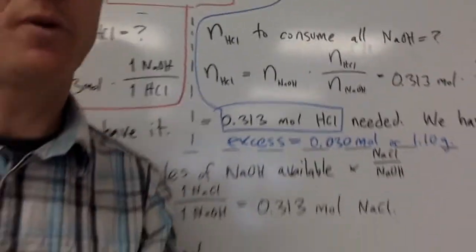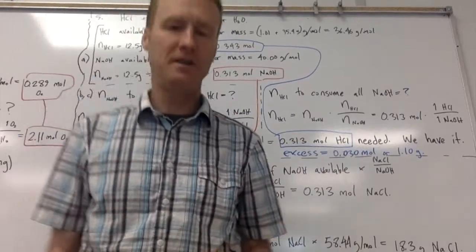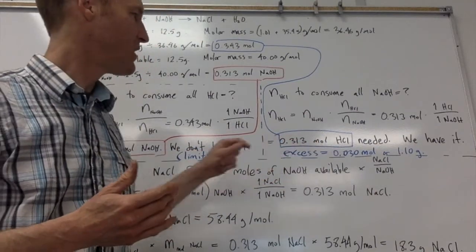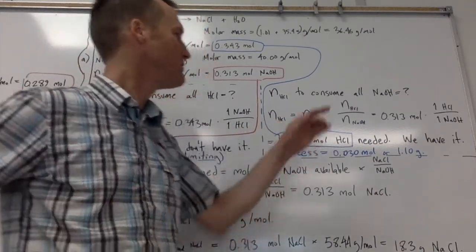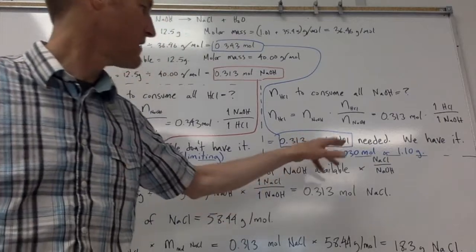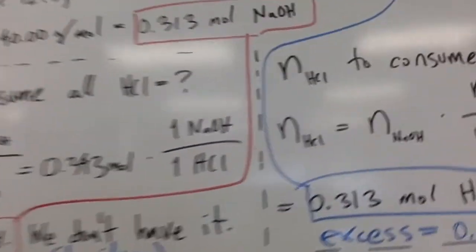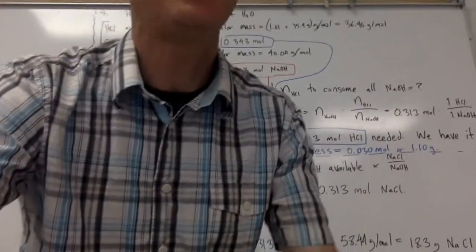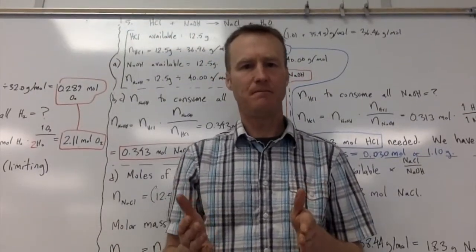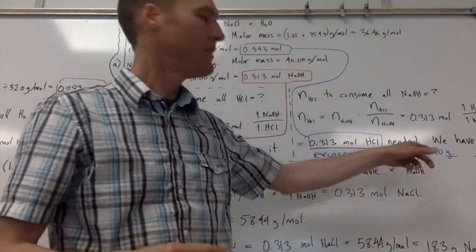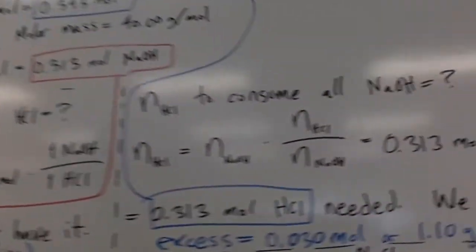Hey, by the way, what is the excess? That's simply going to be the difference. The 0.343 moles of HCl that's available minus the 0.313 moles that's actually used gives us an excess of 0.030 moles of HCl. And you can express this as a mass if you want. You take the 0.030, multiply it by the 36.46, because that's the molar mass of HCl, and you get 1.10 grams. At least I do.